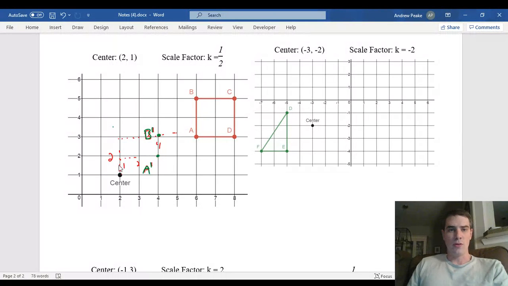So half that, you go up 2, go over 3. 1, 2, 3. So we got C prime. And then D prime, I'm going up 2 over 6. So that means I go up 1 and then over 3.